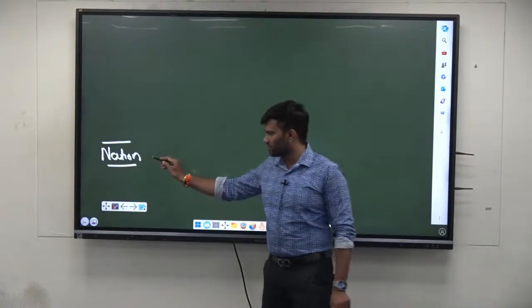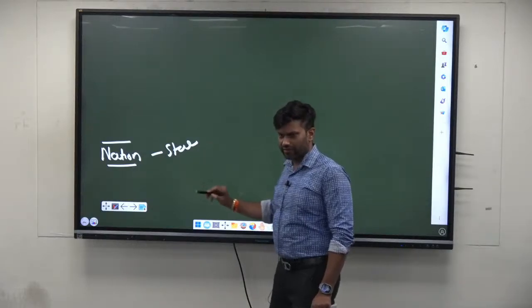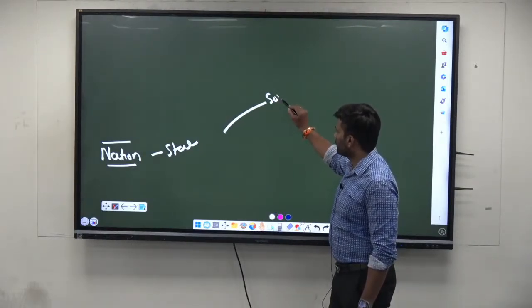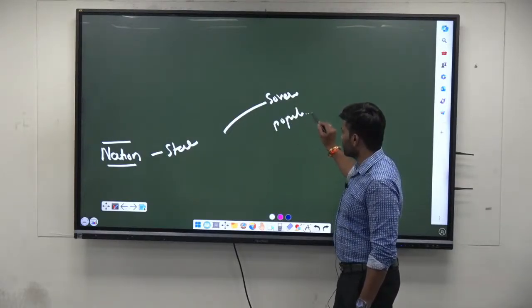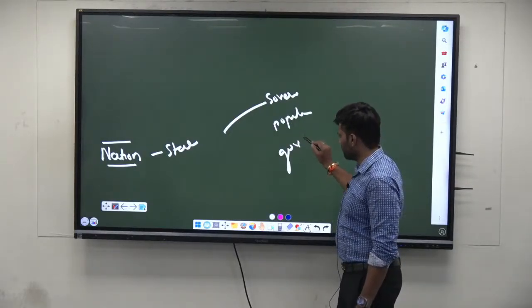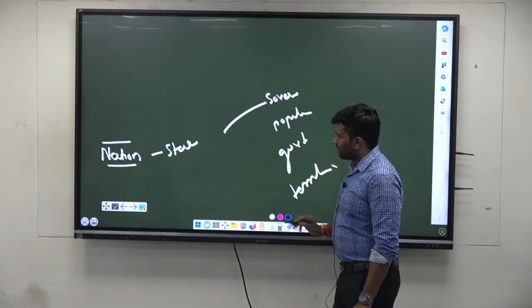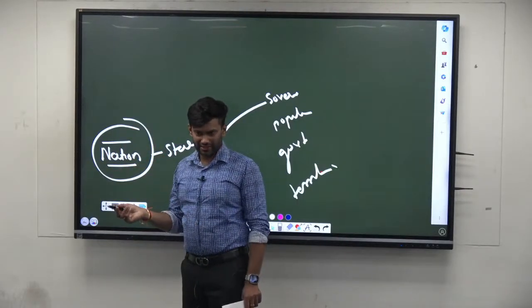For them to become a state, or when we say nation state, it needs to have four elements. What are the four elements? Sovereignty, population, government and territory, right? So now we say Khalistan, they claim to be a nation.